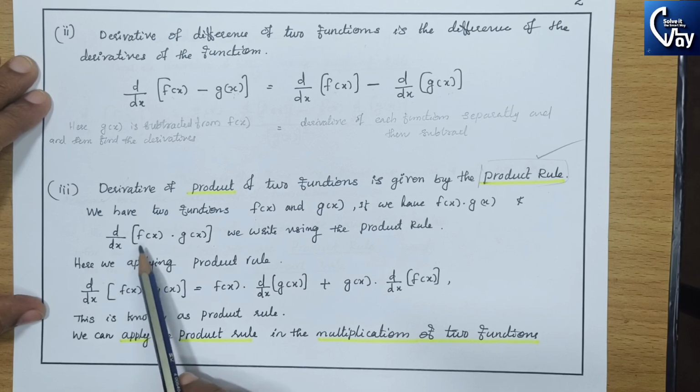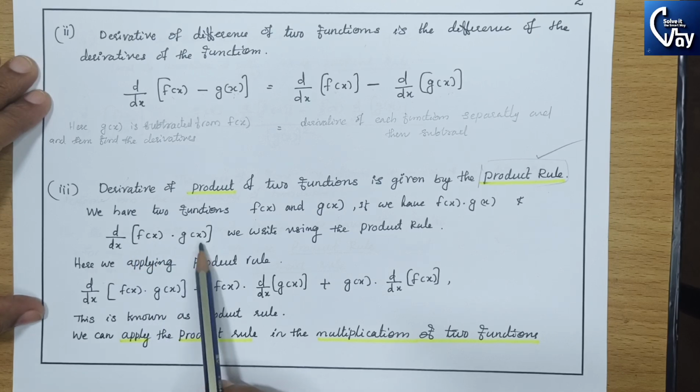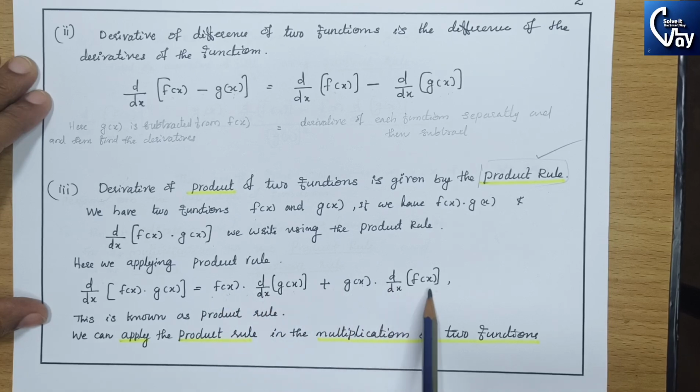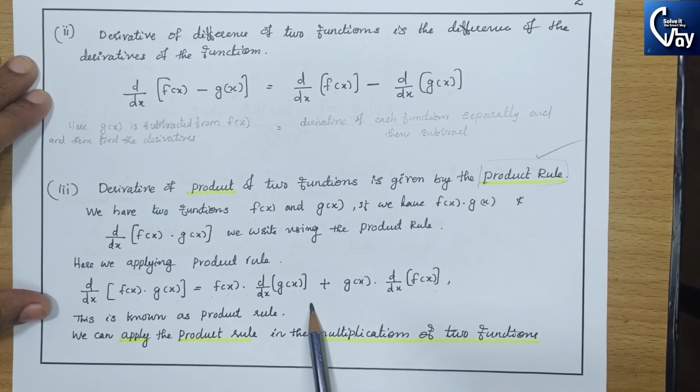Here, d by dx of f of x into g of x is equal to the first function, that is f of x, and the second function, that is g of x. So the product rule is d by dx of f of x into g of x equals the first function into the derivative of the second function plus the second function into the derivative of the first function, or f of x into d by dx of g of x plus g of x into d by dx of f of x. This is known as the product rule.